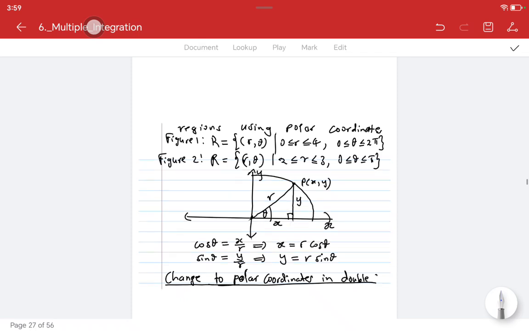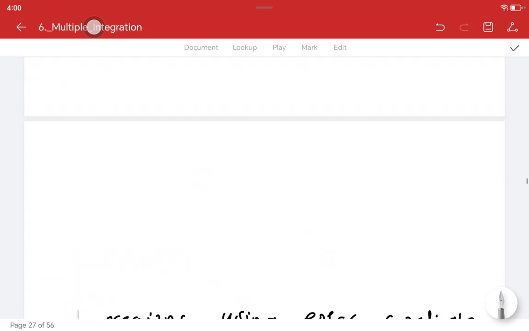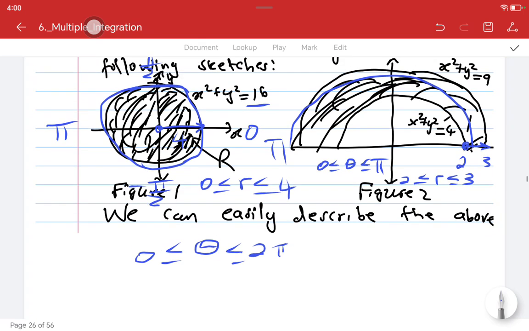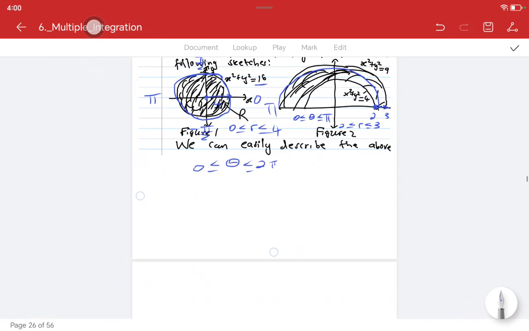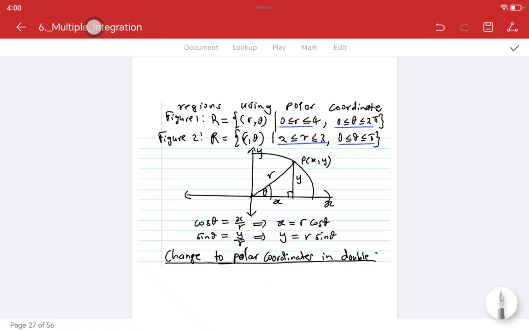So now let's come to this. You realize that in the first one, r is between 0 and 4, and theta is between 0 and 2 pi. In this one, r is between 2 and 3, and theta is between 0 and pi, which is the same thing there. You say right. So now, in most cases, you'll find this. When we come to this, we are going to use what we call SOHCAHTOA, right?